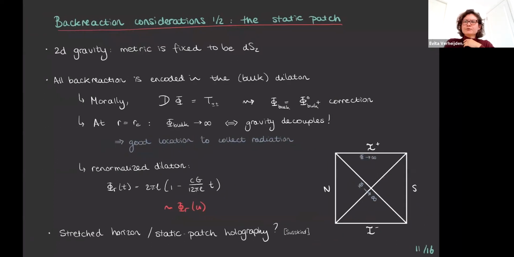Is that clear? So now what I want to do is to consider an observer at future infinity who is collecting radiation there in his non-gravitating region. And then I will discuss this static patch observer who is collecting radiation here.